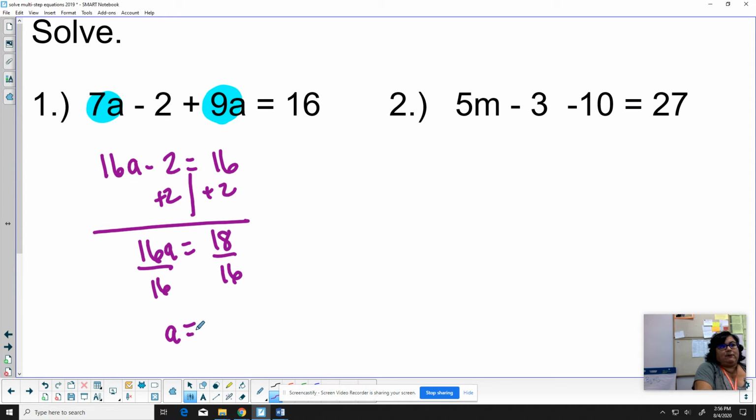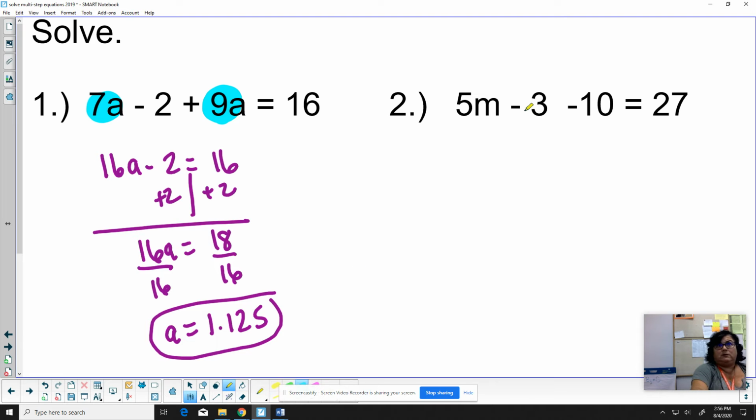Now I can use my calculator here, or I can use Desmos if you don't have a calculator and you want to use Desmos, that works too. And it's 1.125. I just divided it. Okay, so I want you to push pause and I want you to try this one.